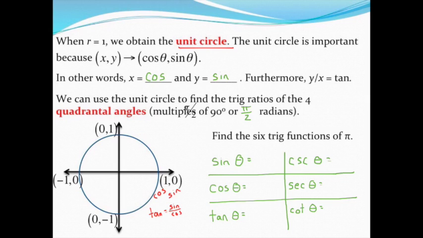So it turns out that we can use these simple coordinates to evaluate the sine, cosine, and tangent for any angle, especially for these quadrantal angles, which we're going to do right now. So let's go ahead and take a look how to do this. Let's find the 6 trig functions for an angle of pi.